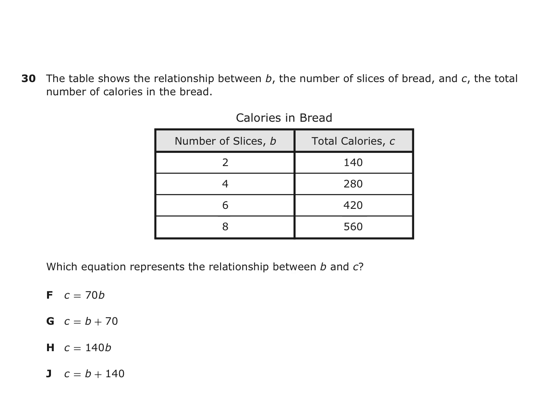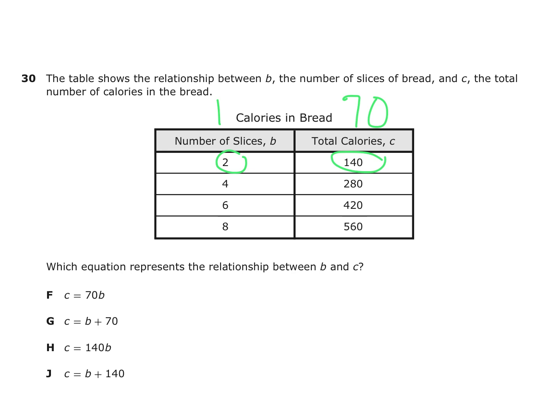Number 30. The table shows the relationship between B, the number of slices of bread, and C, the total number of calories. So 2 slices of bread is 140 calories. That means what? That means that 1 slice of bread would be 70 calories. And 4 is 280, and 8 is 560, and so on. So which equation represents the relationship between B and C?